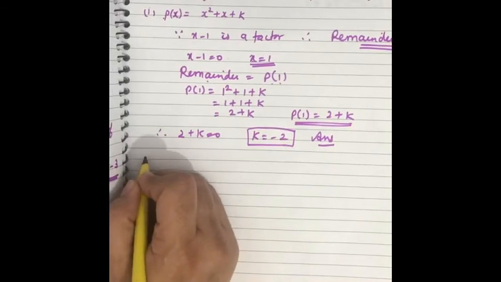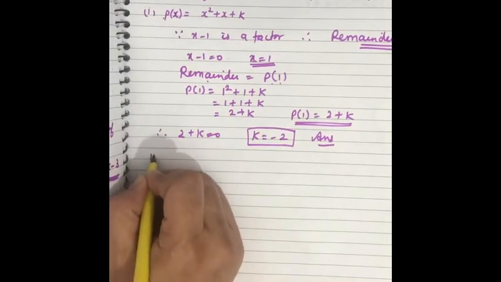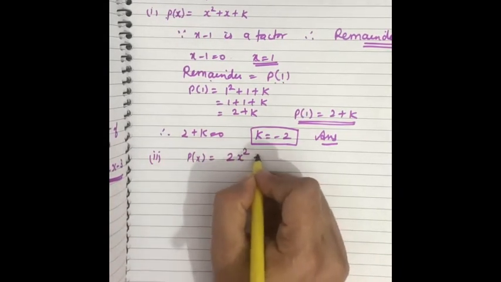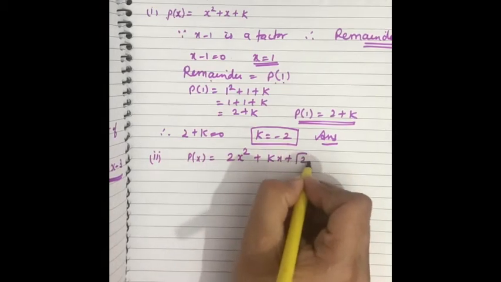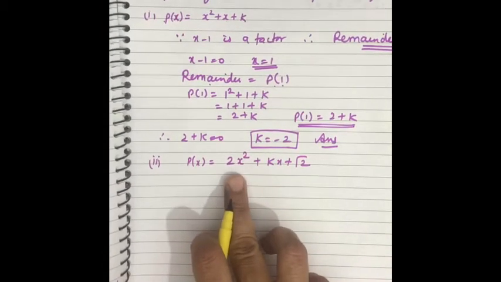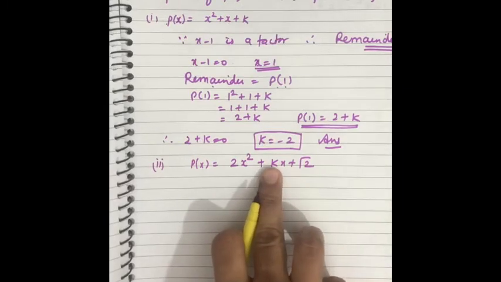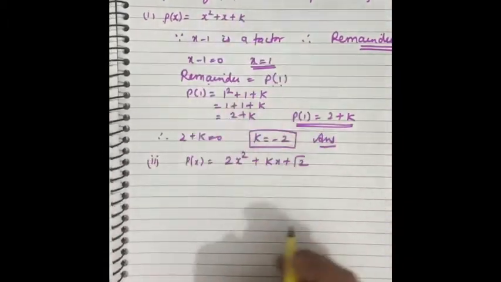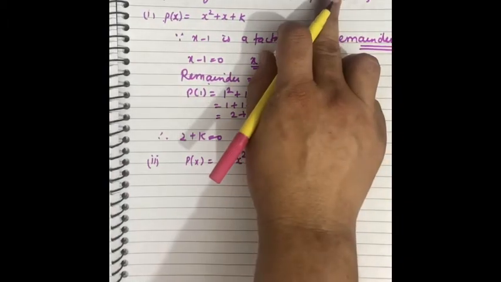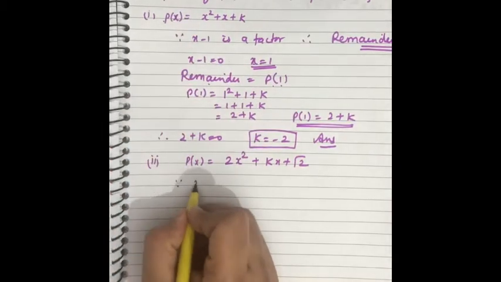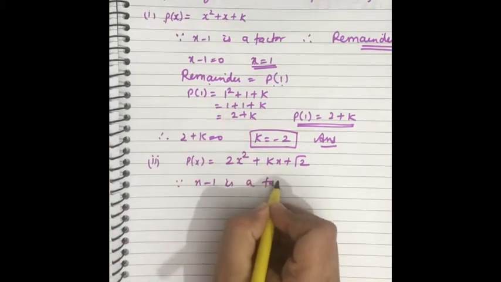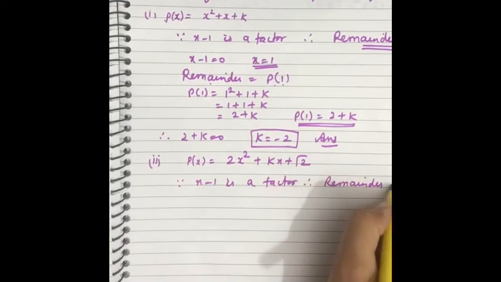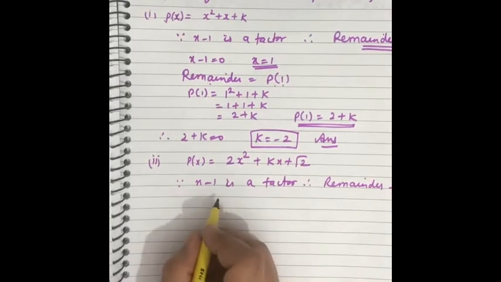Third question. Now next second part I'm explaining. P(x) is given as 2x square plus kx plus root 2. Okay, find the value of k. Again we have to find out the value of this unknown k when x minus 1 is a factor of p(x). Same condition is given, x minus 1 is a factor. Because x minus 1 is a factor, therefore remainder will be 0 in that case. So we have to find out the remainder. And how we can find the remainder?